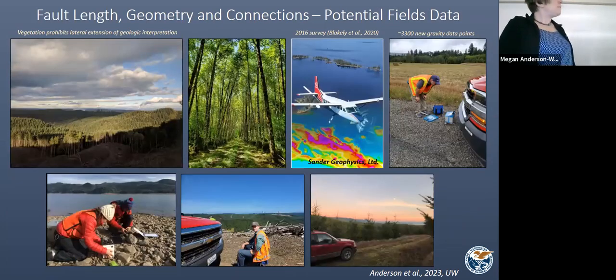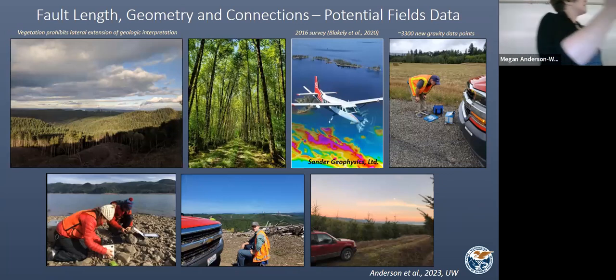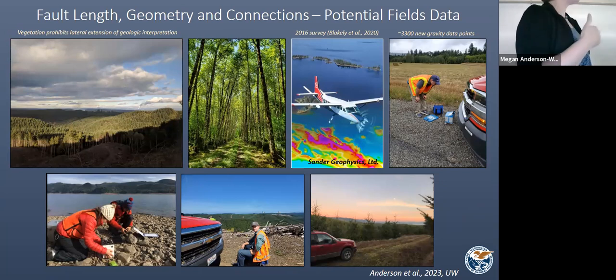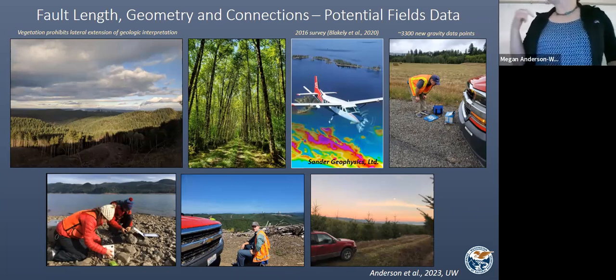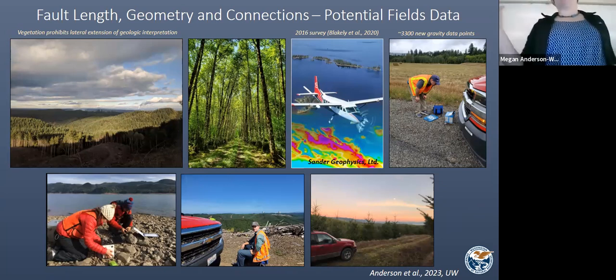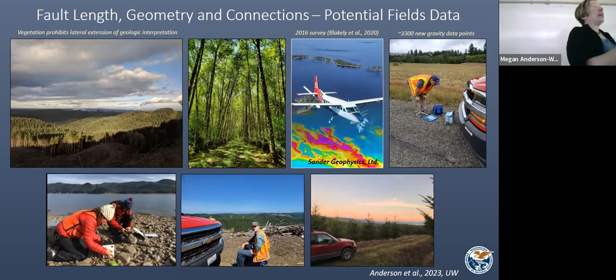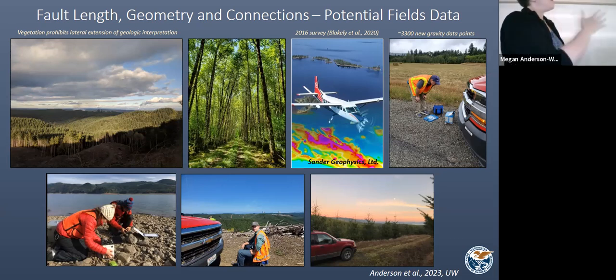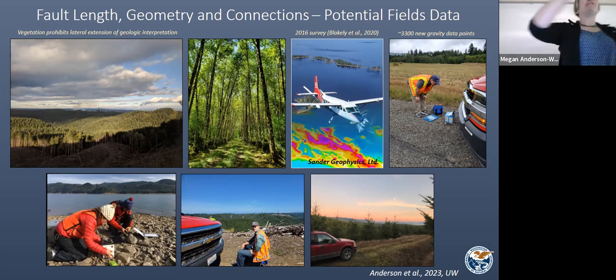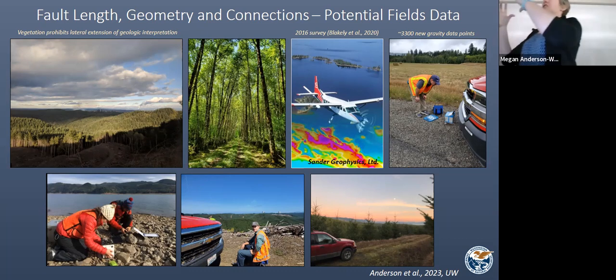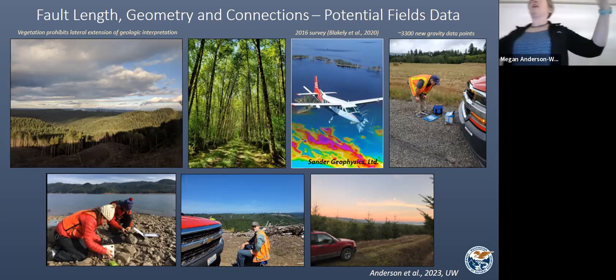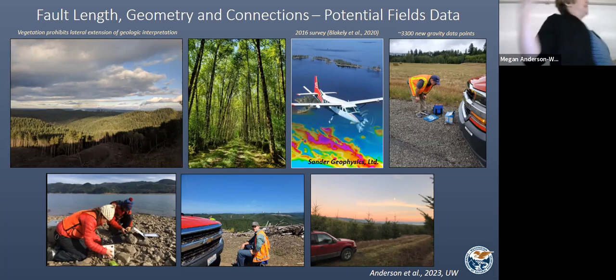Okay, so what are potential fields, gravity and magnetics in particular, really good at in terms of finding faults? Well, they're really good at finding fault length, geometry, and the connections between faults. And the reason that we need it is shown by the upper 2 pictures in this slide. There are trees everywhere. There's vegetation everywhere, right? It's Western Washington. When you go and try to map the geology, you're not going to get great outcrops everywhere. And so the potential fields are like connective tissue between the places that we can see the geology, to connect what we see in one place to another into an integrated story that goes across the landscape.